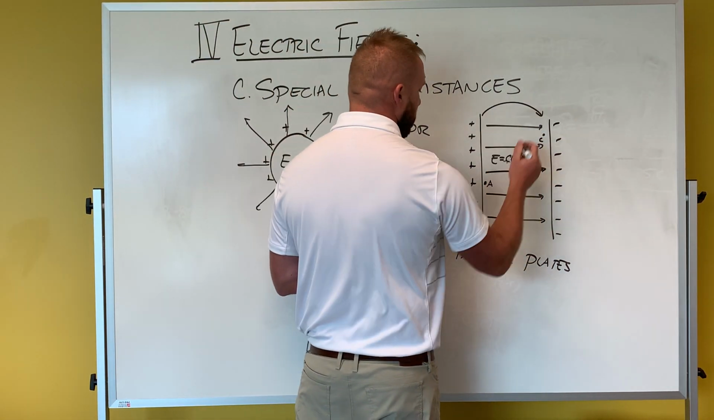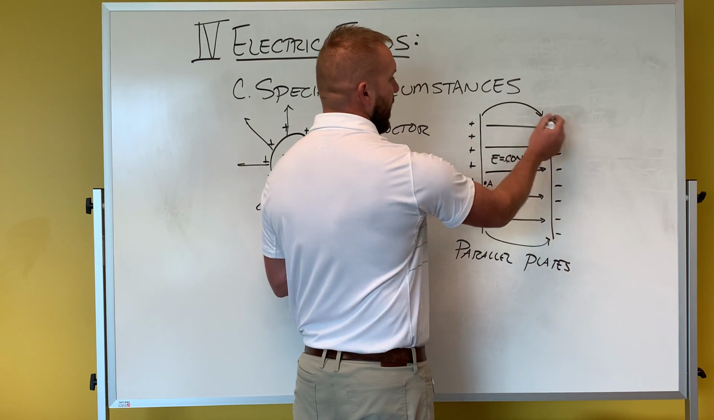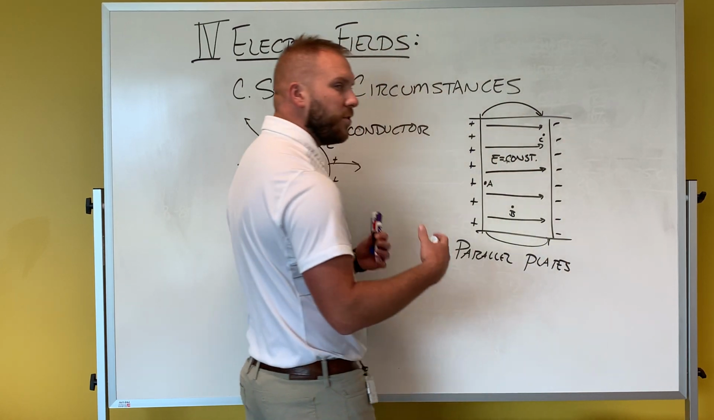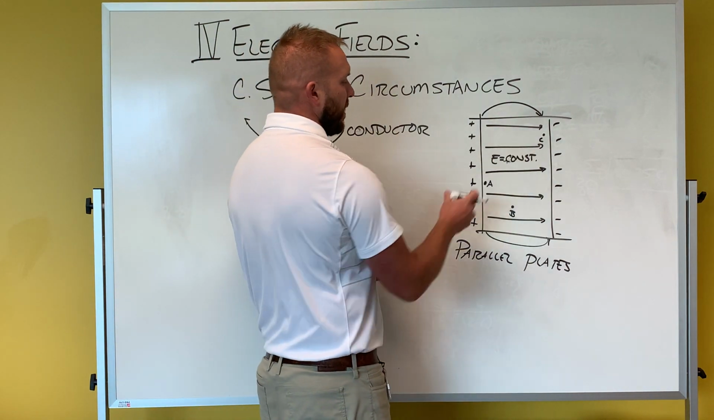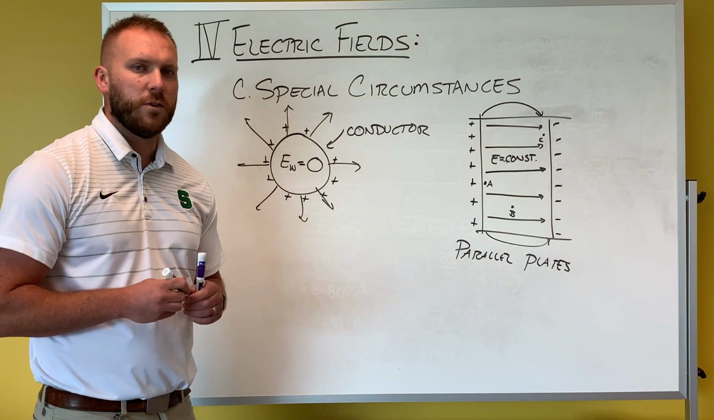The only difference would be once you get towards the edges, right? So there's fringe interference there that we'll talk about, but otherwise, inside a parallel plate, the electric field is always going to be constant.